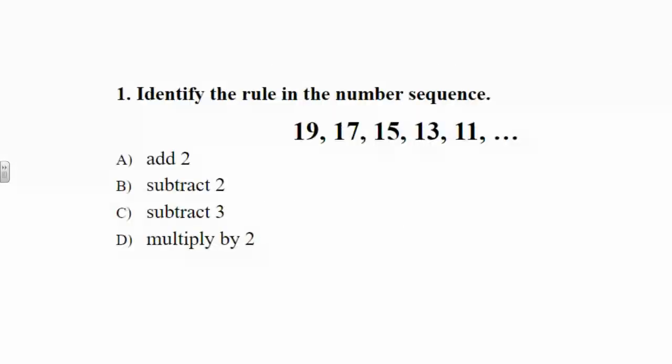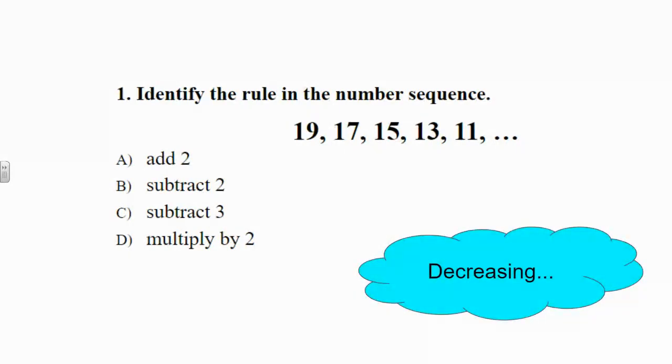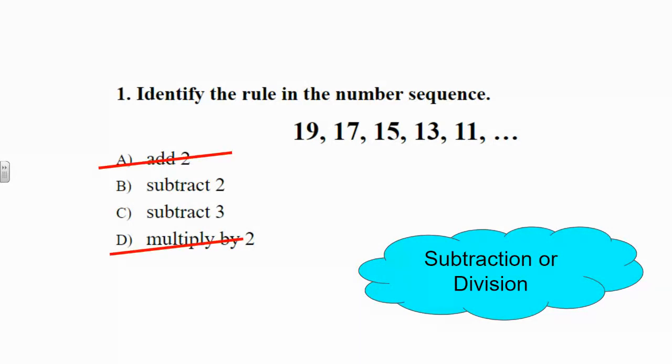So let's say I'm giving you this problem and it says identify the rule in the number sequence. There's a couple of things I need to think about. This in particular is multiple choice, so I know one of those is going to be the correct answer. First thing I'm going to look at is starting at 19, that's the first term in our sequence. You can see that the numbers are getting smaller. They're decreasing. And so right away, I'm going to think, okay, what operations make numbers get smaller? Subtraction and division. So right away, I know this cannot be an addition rule and it cannot be a multiplication rule because those both make numbers get bigger.